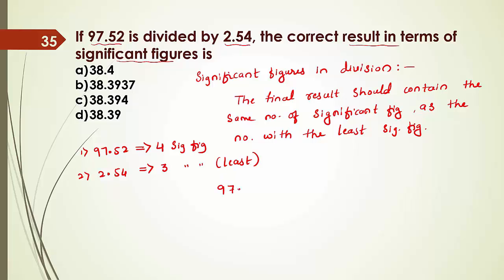Now let us divide 97.52 over 2.54. What is the final answer? When we divide these two numbers, we will get 38.393700. But according to significant figure in division, the final result should contain only 3 digits. So we can round off this number. The digit is greater than 5, so the previous number is increased by 1. So 38.4 is the final answer. 38.4, that is option A is right.